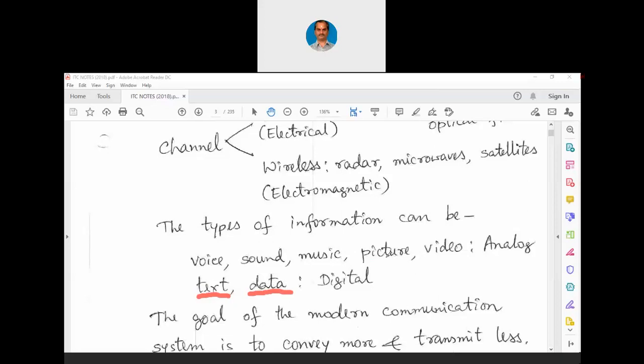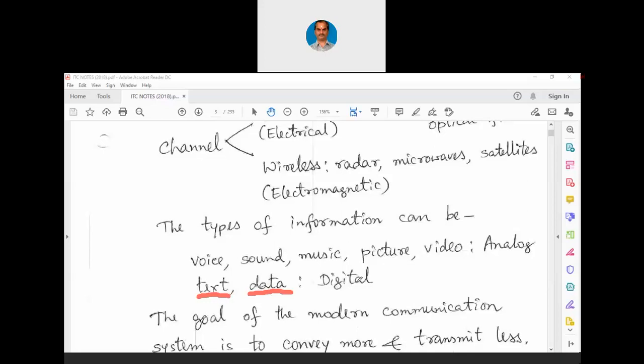Text can be converted into data, voice can be converted into data, sound can be converted into data by means of sampling, quantizing and encoding. Music can be converted to data. A picture can be converted into data by means of scanning it. It is called a raster, where there is left to right horizontal scanning, then again coming back, again one more scan. That way, the complete picture can be converted into pixels. Each picture element is called a pixel, and the picture can be converted into many pixels. All these pixels can be stored inside memory, and when it is converted inside memory, it is data, and that data can be transmitted.